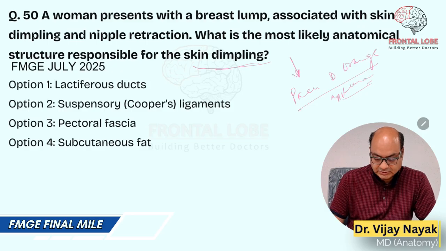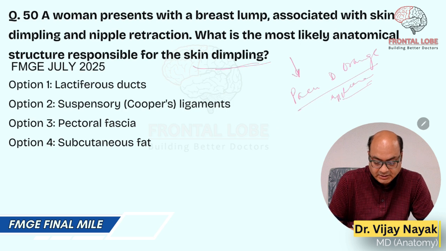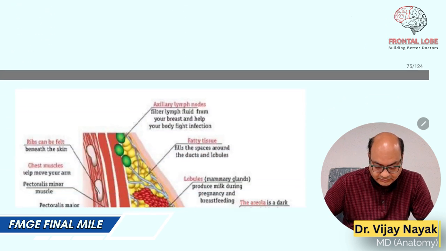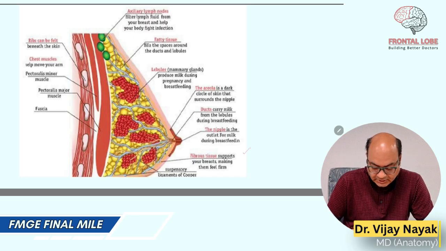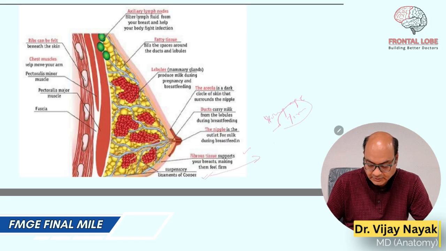So they are asking which is the structure responsible for skin dimpling and nipple retraction. If you see this diagram, the firmness of the breast is made by none other than this suspensory ligament of Cooper. In young age, the breasts are firm because the suspensory ligaments of Cooper are proper and tightly held. With increasing age, what happens?